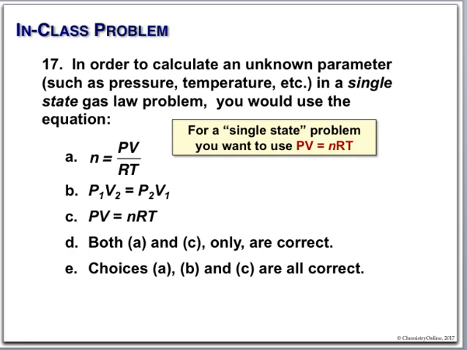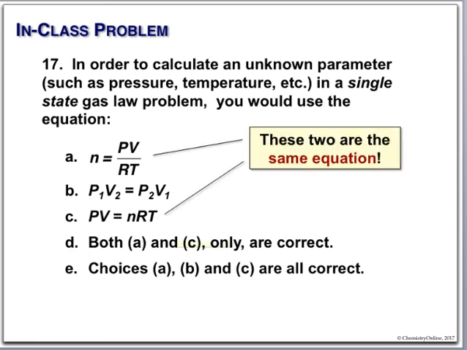This is nothing, that's nonsense. Forget B. How about A? What if you took this equation and you multiplied both sides by RT? It would cancel on this side, RT would show up over here, and those two would be the same equation. Make sure you can do the simple algebra. This is PV equals nRT. Just like this one, A and C are correct. D is the proper response.